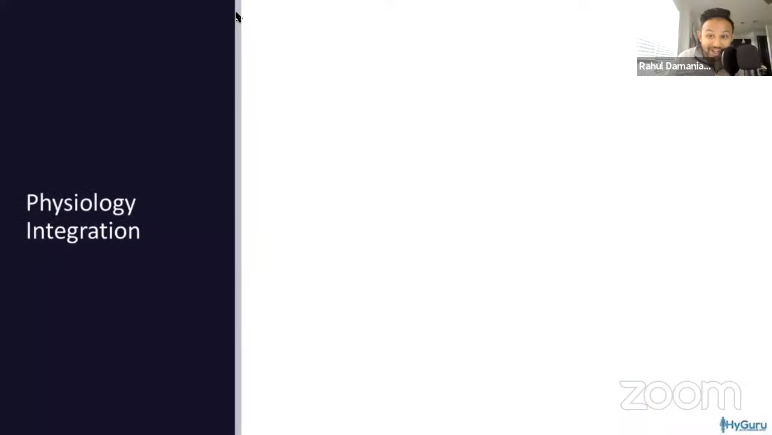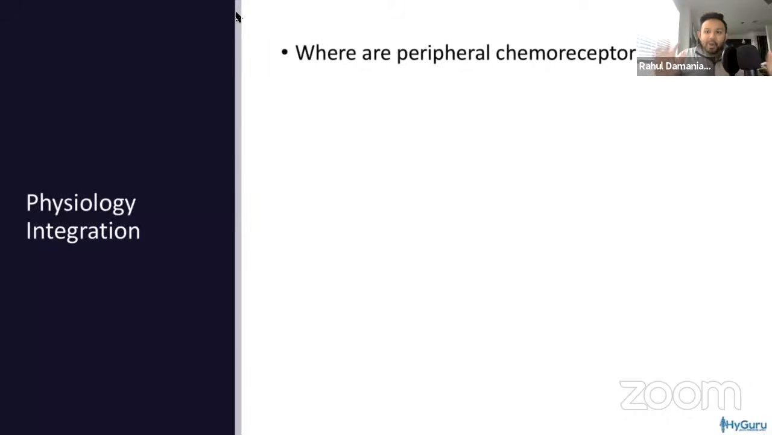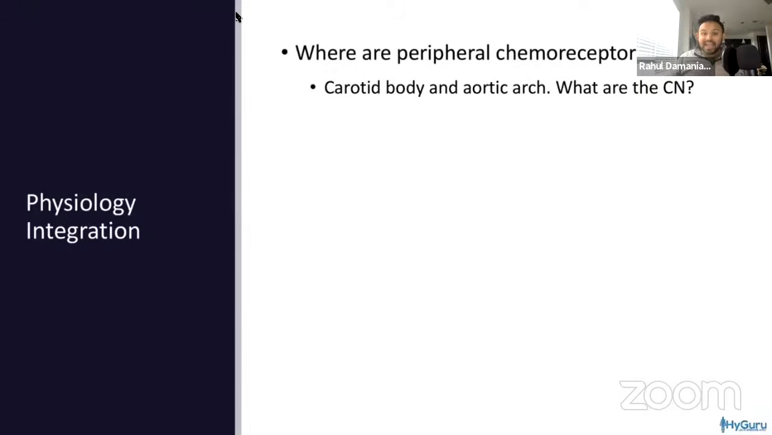Let's do a little bit of a physiology integration now. Where are the peripheral chemoreceptors located in your body? Well, they are located at the carotid body and the aortic arch. Now remember, these are chemoreceptors. They are different than baroreceptors. They're in a similar location, but chemoreceptors respond to chemical changes in the blood. Now, there are some cranial nerves that are very important for us to integrate with the chemoreceptors, and that is 9 and 10. And what cranial nerves 9 and 10 serve as are afferent signals to the brain.